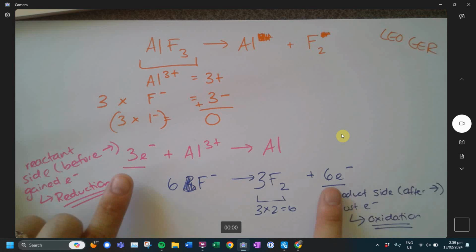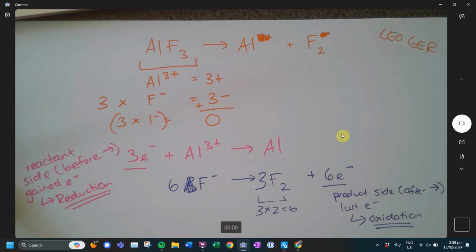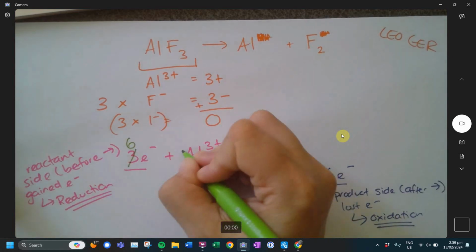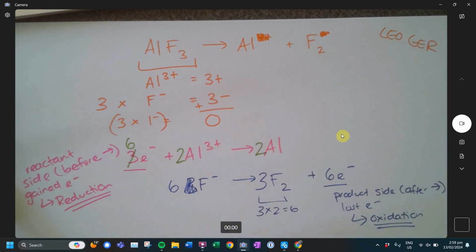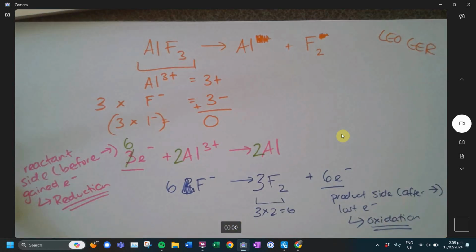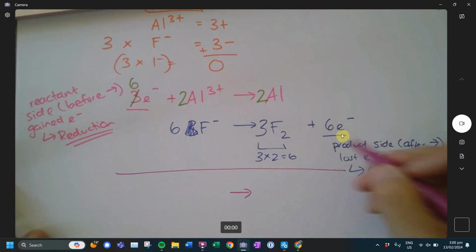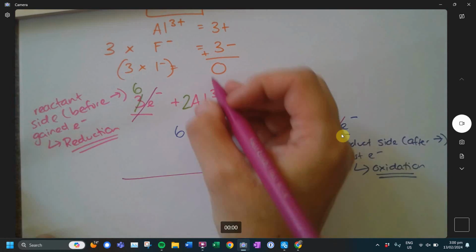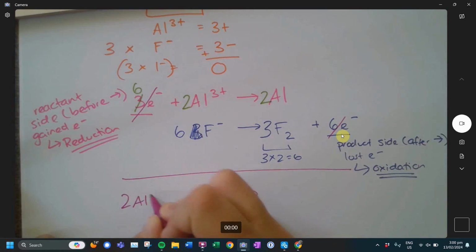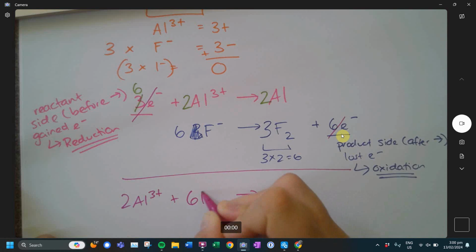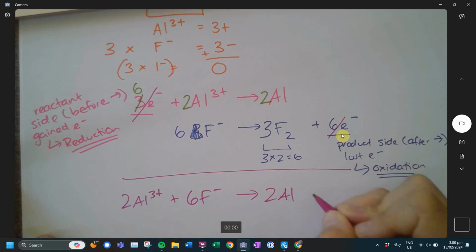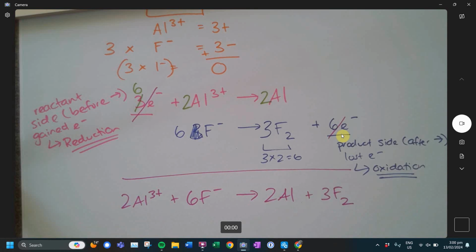All right, next thing we do is we check our electron numbers, see if they match. This is a 6, this is a 3. So I need to multiply this equation by what number? 2. So that becomes 6, that becomes 2, that becomes 2, and now I can put everybody together. So the 6 and the 6 cancel out, and then I can write what I have left over. 2Al3+ plus 6F- becomes 2Al plus 3F2. Okay?